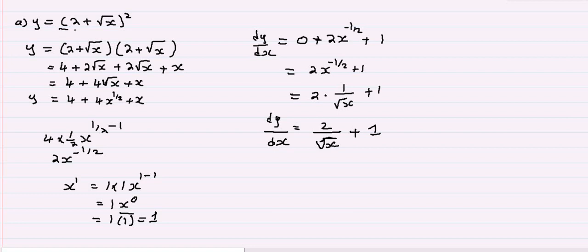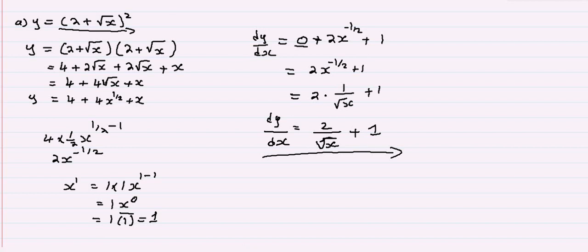So let's check what we have done first. I said if you are given brackets, you expand the brackets. So if you are given 2 plus the root of x all squared, this will be the same as 4 plus 4x exponent 1 over 2 plus x. Then when you find the derivative of 4 plus 4x exponent 1 over 2 plus x, it will be the same as derivative of 4 is 0, derivative of 4x exponent 1 over 2 is 2x exponent negative 1 over 2, derivative of x is 1. Then when you simplify it, it is the same as 2 over the root of x plus 1.